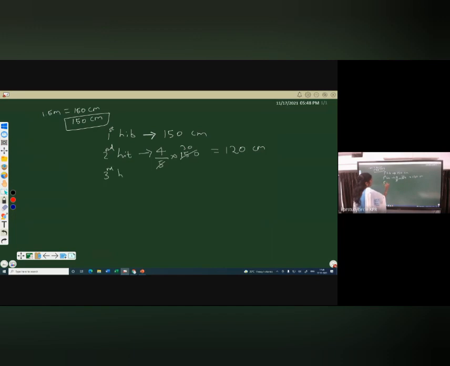I'm checking for the next hit. Again, 4 by 5th of the previous height, 120. I will get 96 centimeter. 96 centimeter. Okay. Next hit, 4th hit.